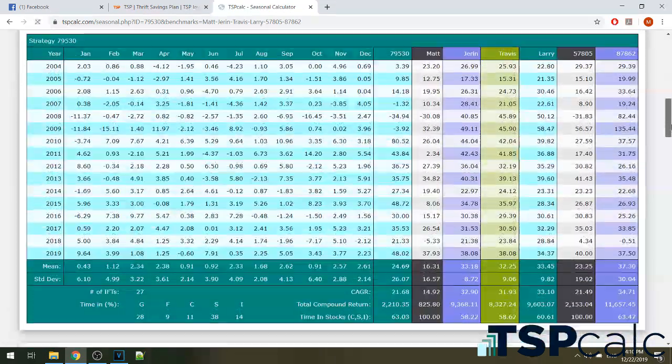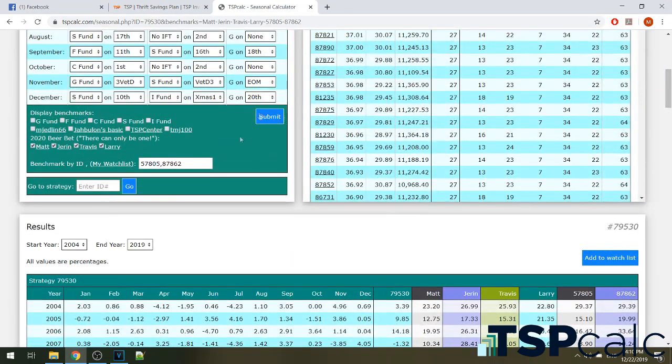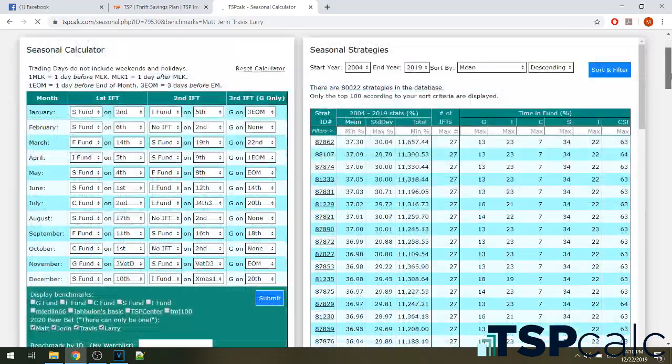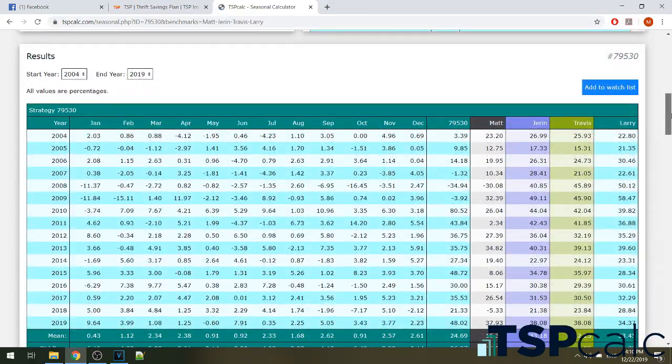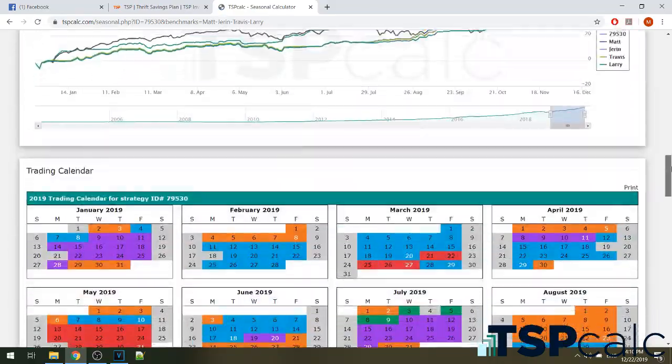So when you go down to the results table, there we are. Matt, Sharon, Travis, and Larry. There's our 4 picks for 2020. And there's the strategies on your watch list that you're benchmarking. You can remove those here if you want. And that's it. That is the seasonal calculator.